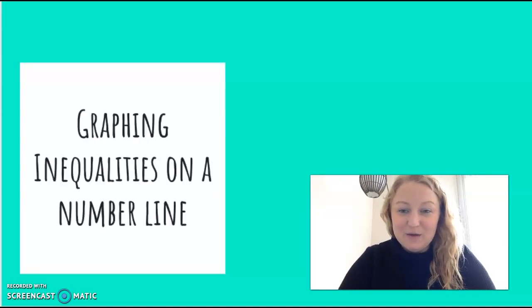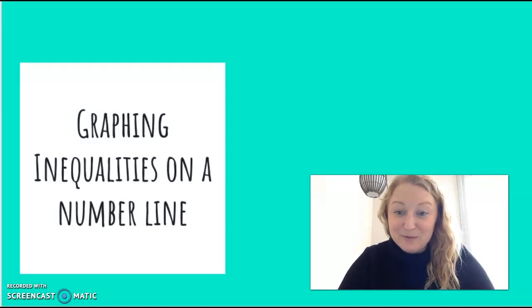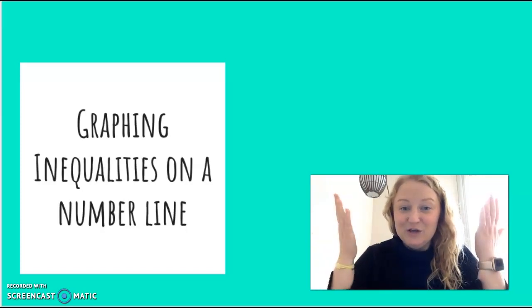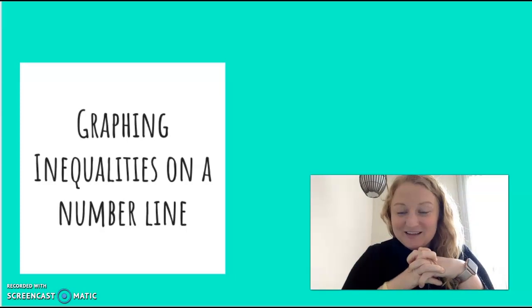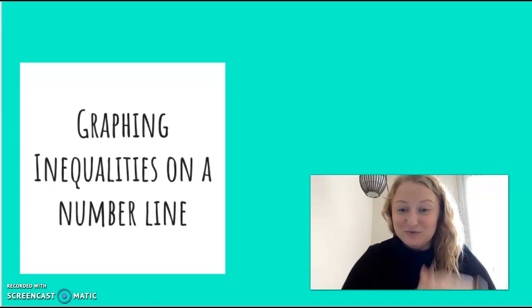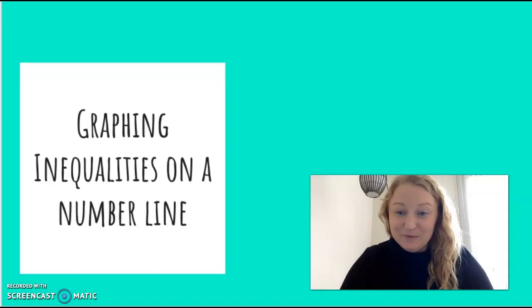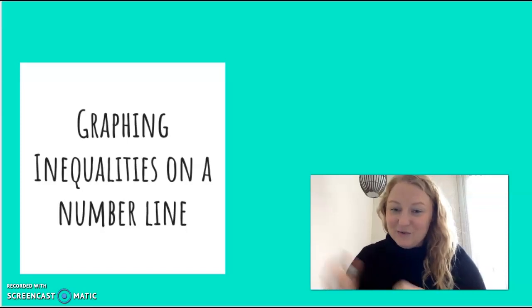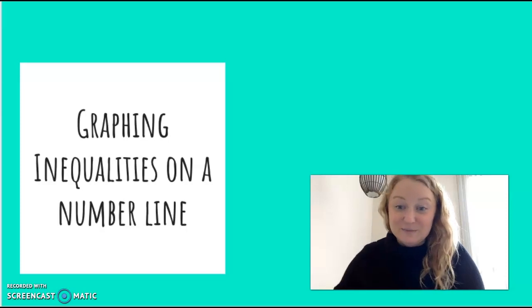Okay, we have been talking about inequalities. Today we're going to take it a little step further and talk about putting them onto a number line. So we're combining two things that you already know. You already know what an inequality is. It is a statement that shows that a number and a variable are not equal to each other. For example, 3 is greater than x, or x is greater than or equal to 17. Those are examples of inequalities.